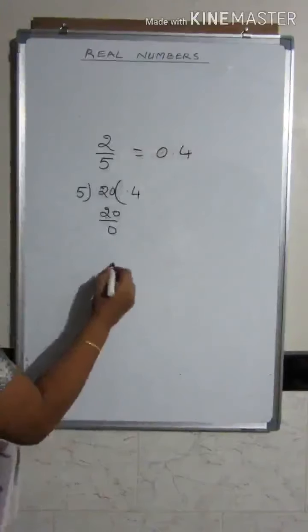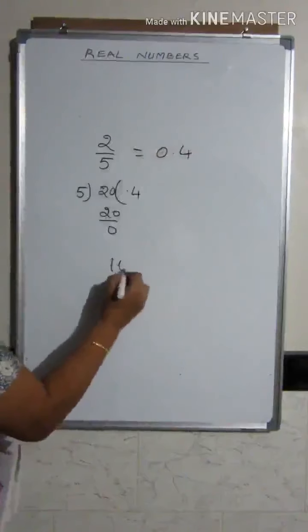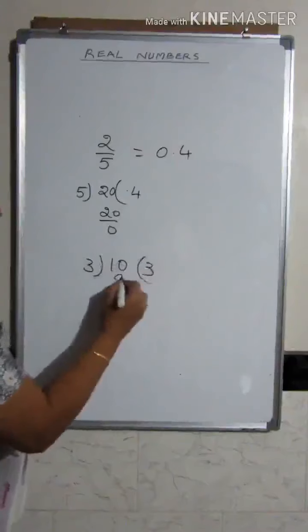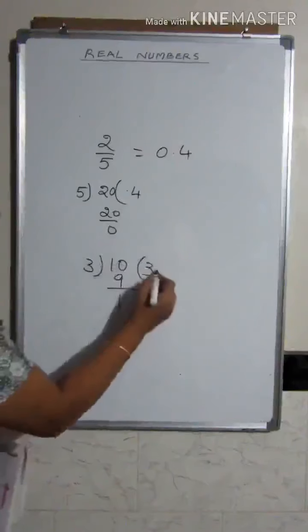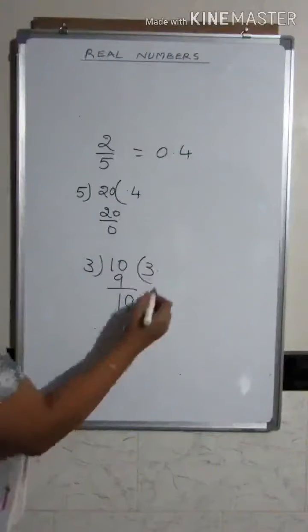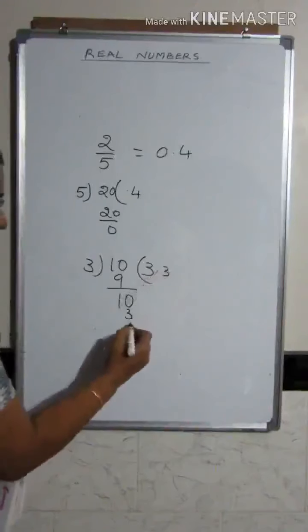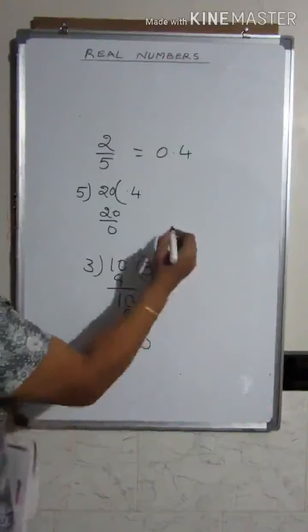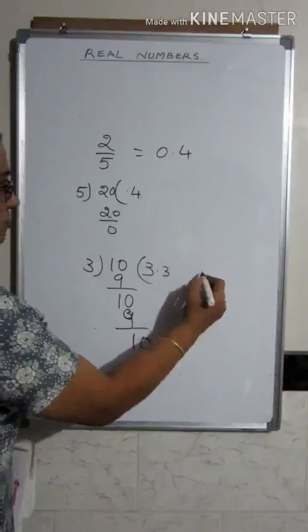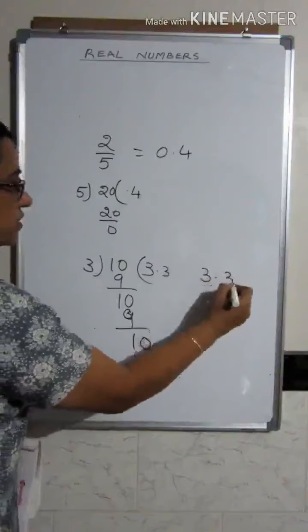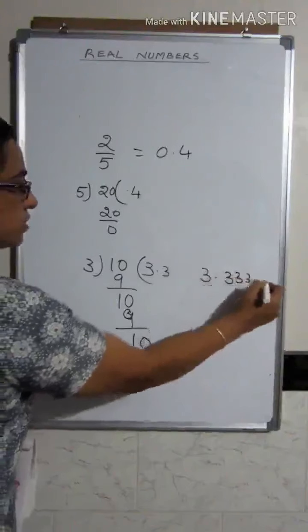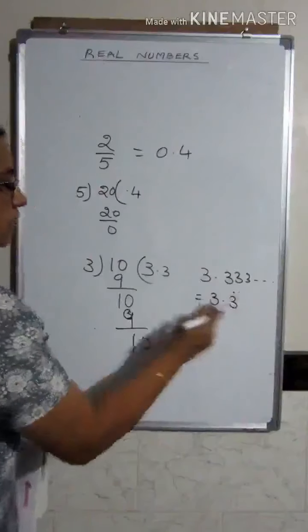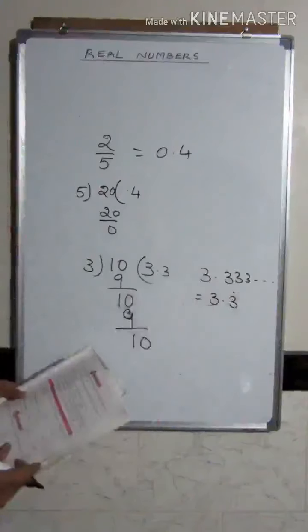Now suppose if you are dividing the number by 3, 3 threes are 9, you get a remainder 1, you put a point here and add a 0, again 3 threes are 9, so the division goes on and on. So you have to write the answer of this as 3.333, this keeps on recurring. So in short you can write this as 3.3 recurring. So this is the second problem that you have got in your exercise.